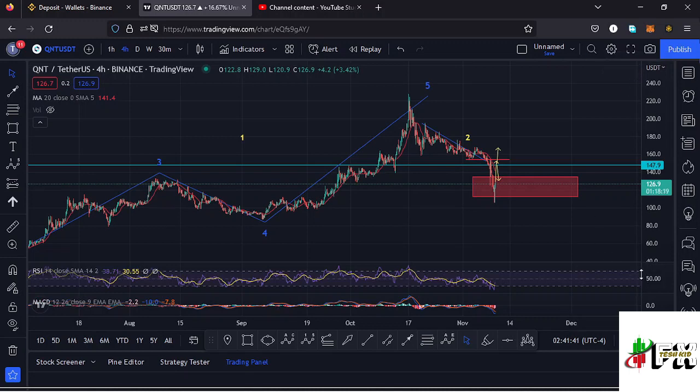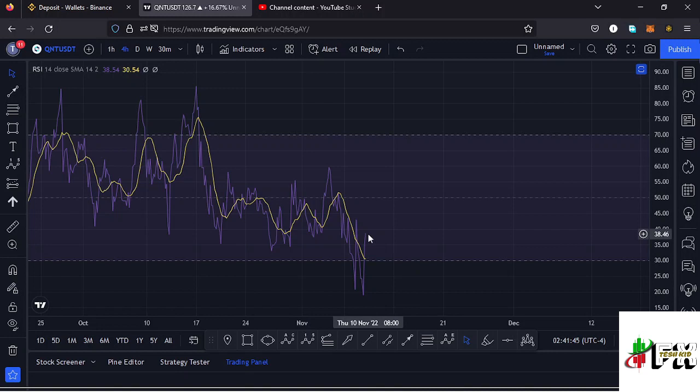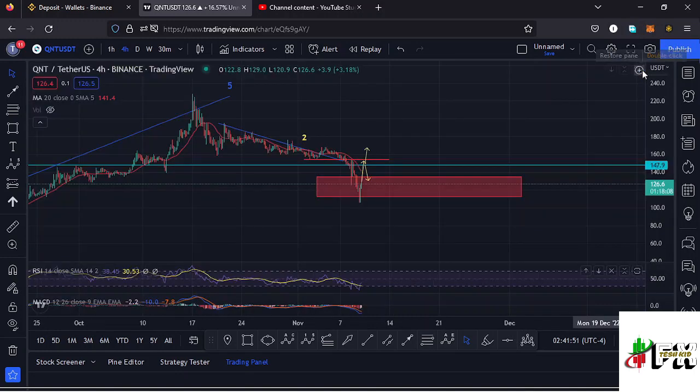Also taking a look at the indicators to see what movements will be supported. Here on the RSI, we are trading at around the 38 mark, meaning we have massive room for us to support any movements to the upper side.